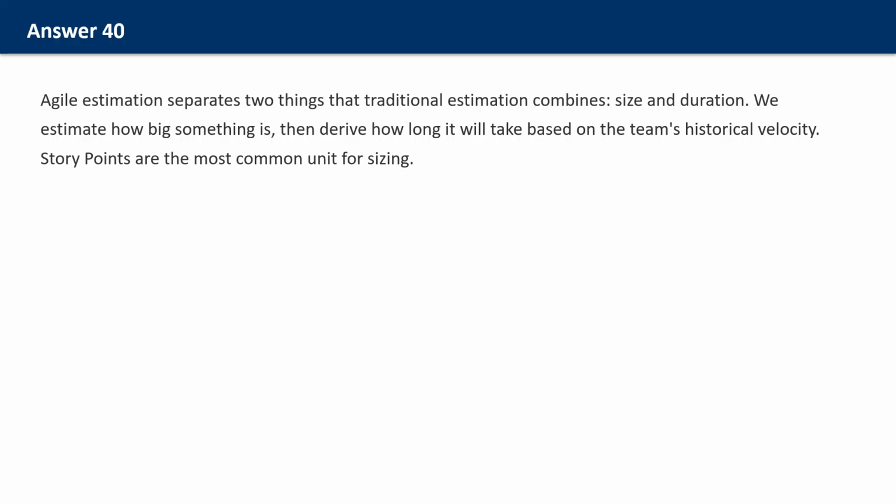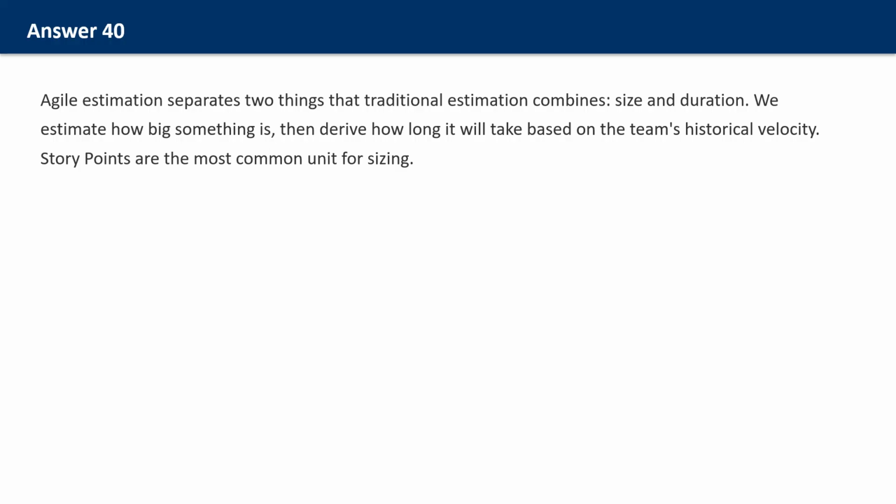Relative is the key word. We don't define what one story point means in absolute terms. Instead, we compare items to each other. If story A is about twice as complex as story B, and story B is 2 points, then story A is roughly 4 points. Why use relative sizing instead of hours?